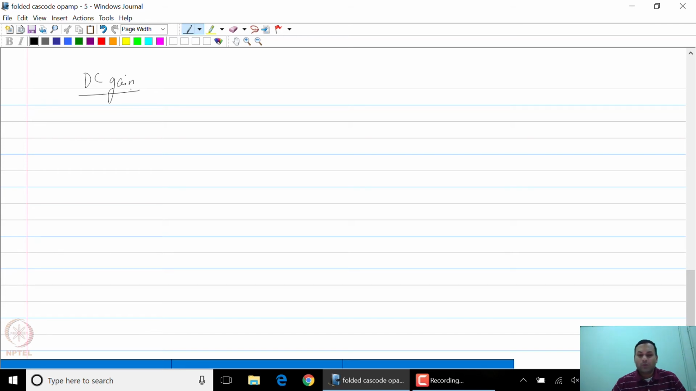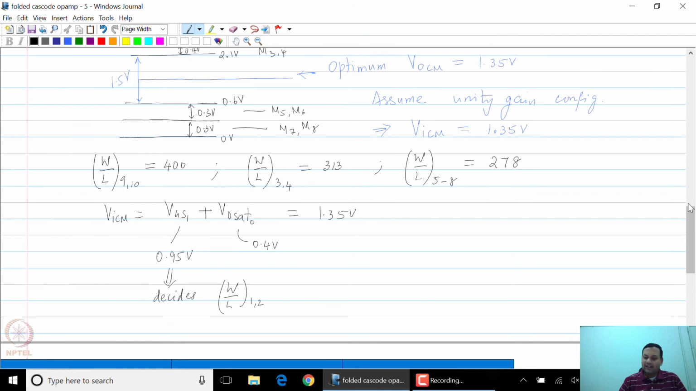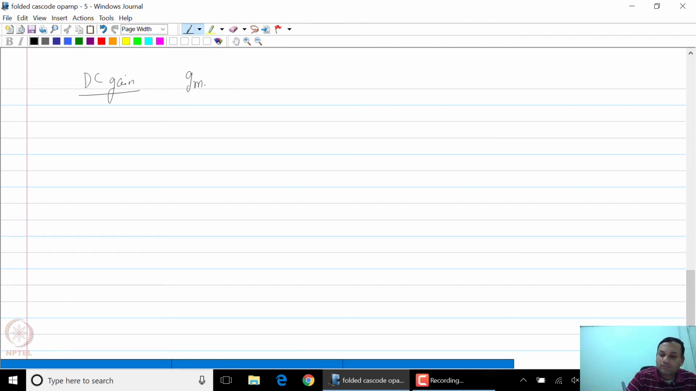To calculate the DC gain, we are now going to decide the GMs of the devices. As you can see, W over L of 1 and 2 will be approximately 400, and that will help us decide the GMs of the devices. So GM of 1 and 2 would be approximately 6 millisiemens. GM of 3 and 4 would be approximately 3.8 millisiemens, and GM of 5 and 6 would be approximately 50 millisiemens.